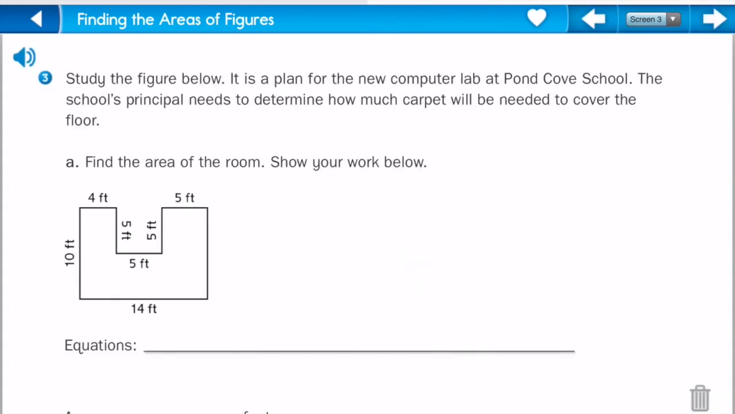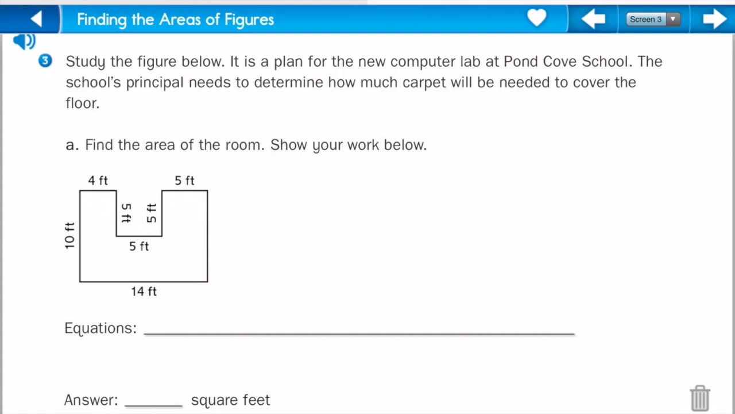Alright, so study the figure below. It is a plan for the new computer lab at Pond Cove School. The school principal needs to determine how much carpet will be needed to cover the floor. So find the area of the room. Show your work below. So what I need to do is break this up into equations so that I know what I need to do.